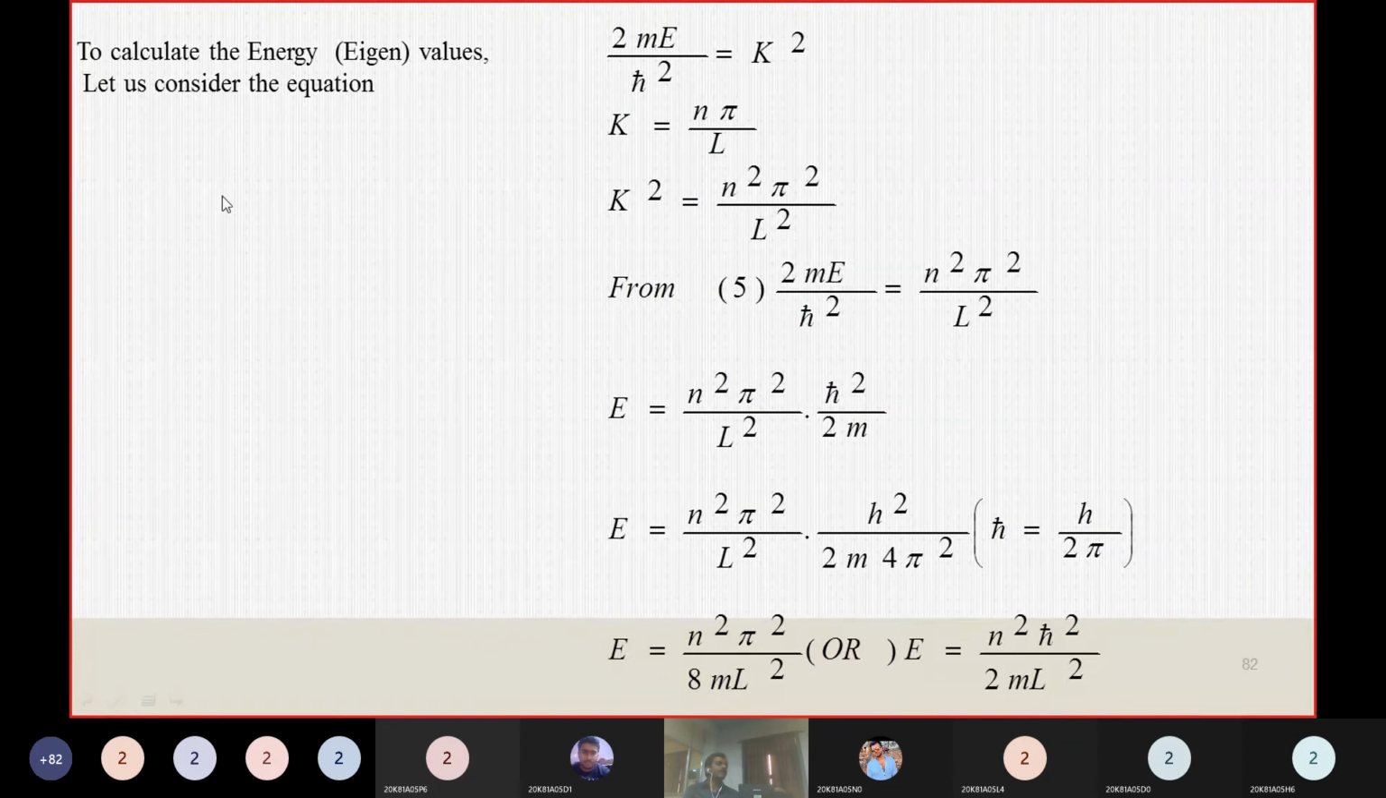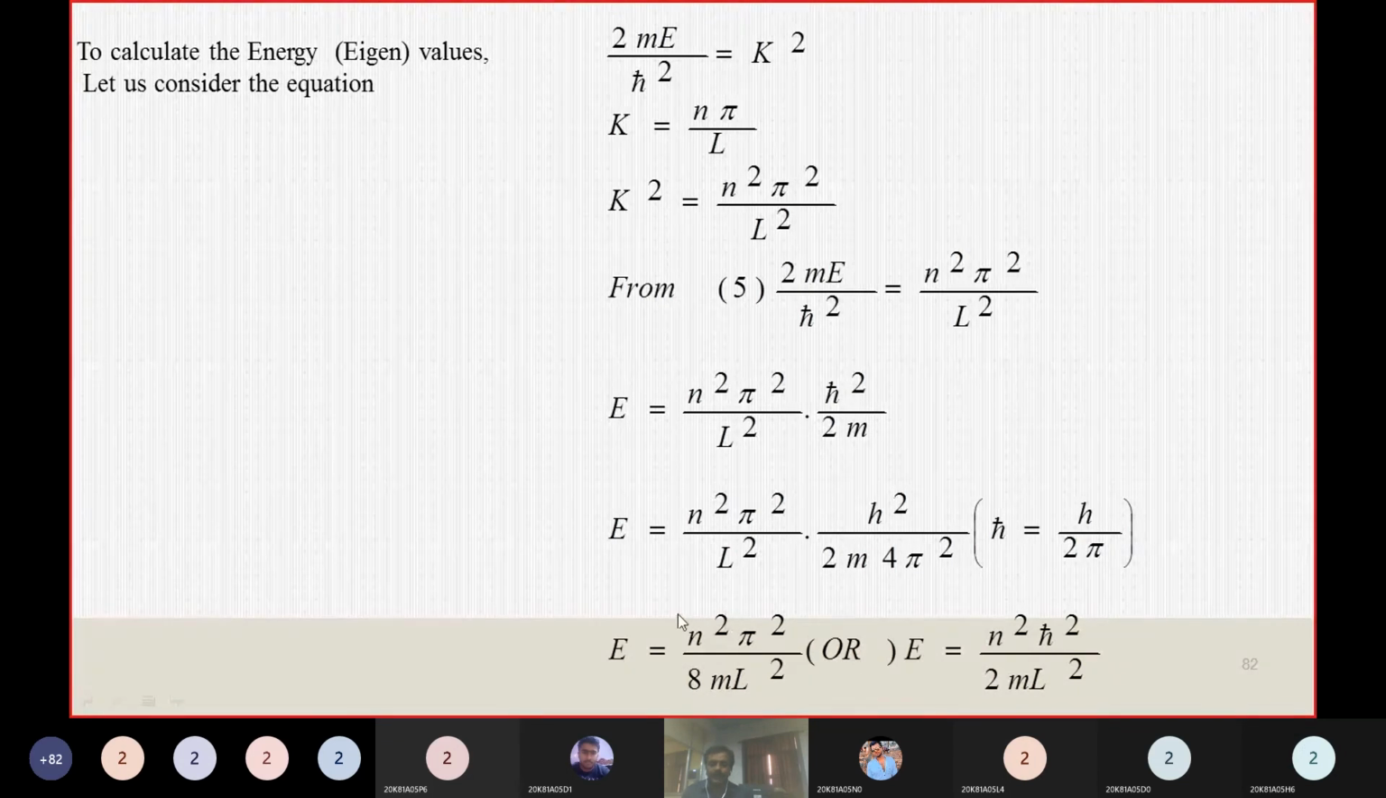So in the exam, if they ask particularly to only calculate the eigenvalues or energy, we will calculate only energy values. If they ask only for the wave function, we calculate only the wave function. If they don't mention anything, you have to calculate both: the energy eigenvalues, that means energy values, as well as the wave function. Now, we already know that k is equal to n pi by L, so we already know k square.